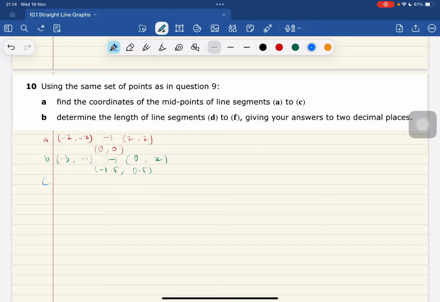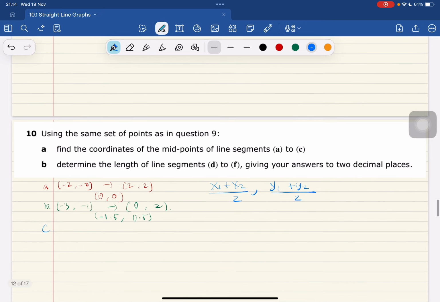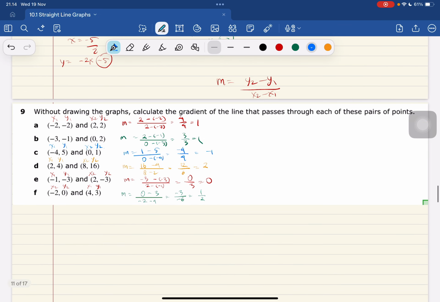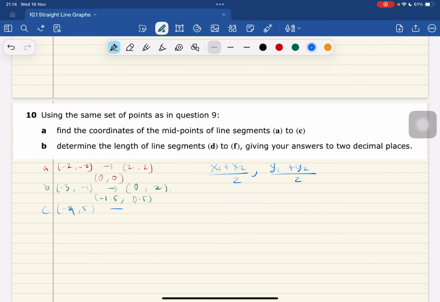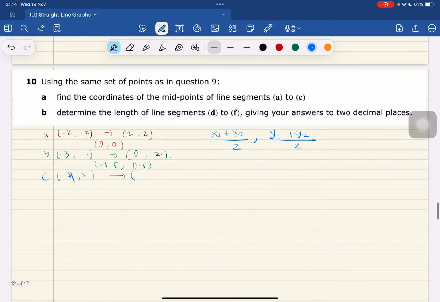Next, for the C. So here, to find the midpoint, x1 plus x2 divided by 2, and then y1 plus y2 we divide by 2. Next, for C, what point do we have? Minus 4 and 5, with point 0, 1. Okay, I will show you step by step. So first is minus 4 plus 0 divided by 2, and the other is 5 plus 1 over 2. So minus 4 divided by 2 is minus 2, and 5 plus 1 is 6 divided by 2 is 3. Okay, here are the midpoints of the line segments.